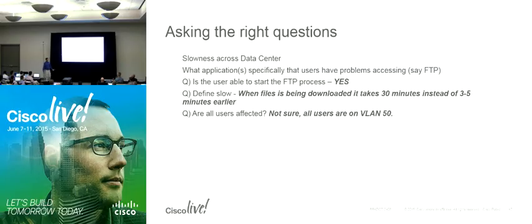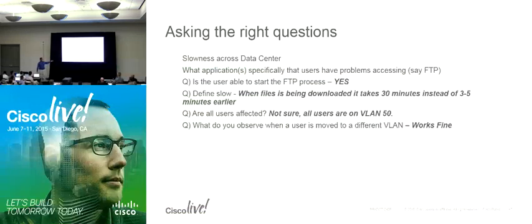Anything that you can try? So what if I move a user to a different VLAN? What happens? Because almost all of your users are on VLAN 50. Very quickly, let's narrow down if the issue is with VLAN 50 or does it affect other VLANs. And we quickly did that, and he says, yeah, we moved the user to a different VLAN, and it works fine. The file is being downloaded.